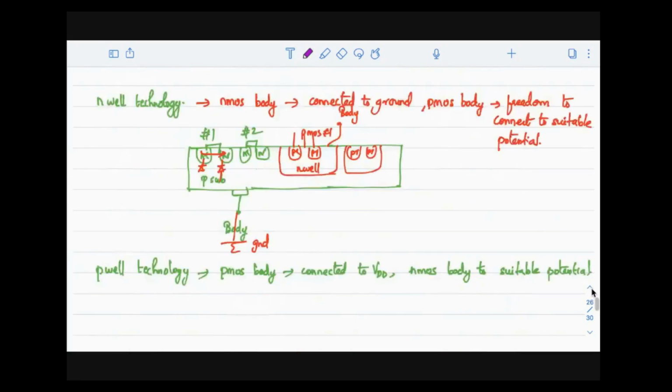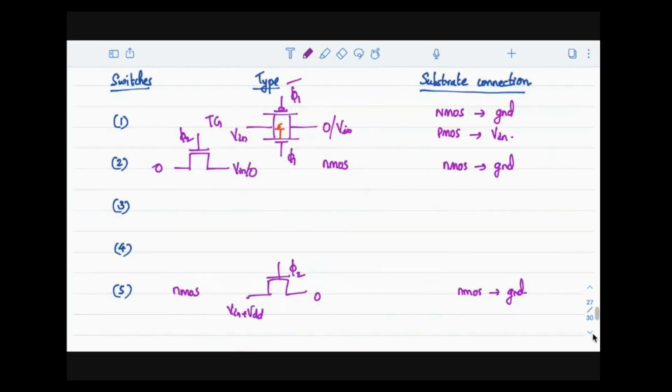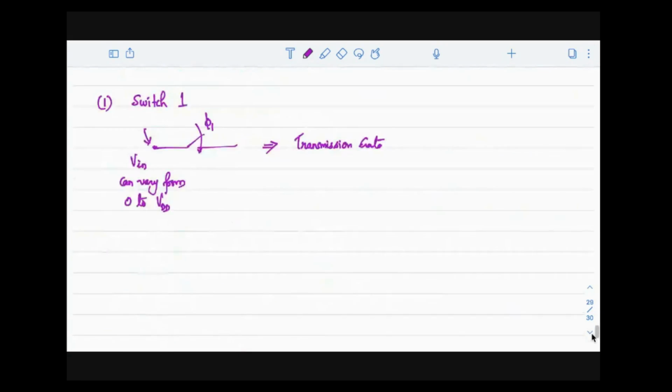Now we have two more switches, what we have added here as switches number 3 and 4. First, let us look at switch number 4 in a little detail. If you look at the circuit, let us see what the terminals are on the left and right side.